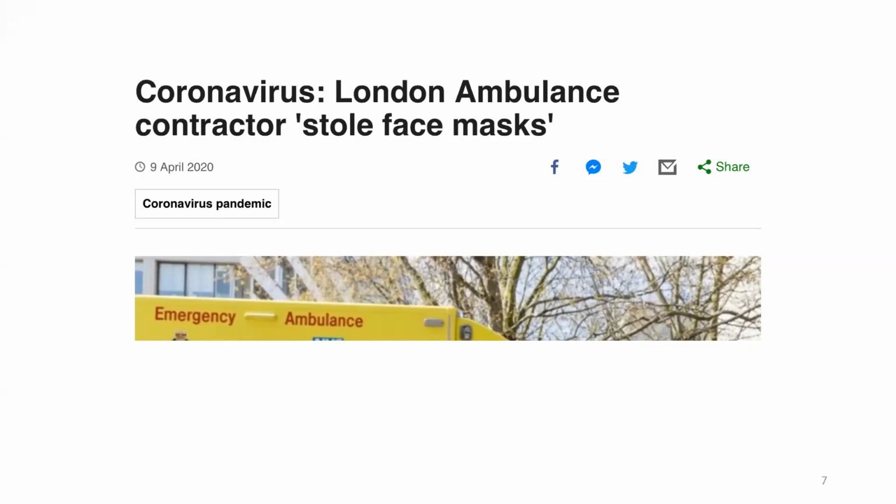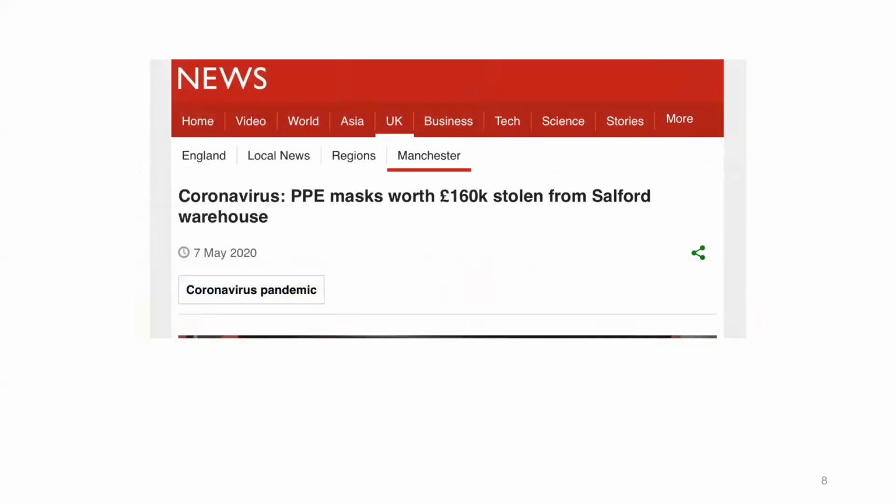And it's okay, of course, because the quantity of production cannot meet the needs. So of course, the price will go higher. But when a thing is rare, it becomes precious because we can understand. But when some people became thieves, we cannot endure that. You can see from the news report, London ambulance contractors stole face masks, and more news.